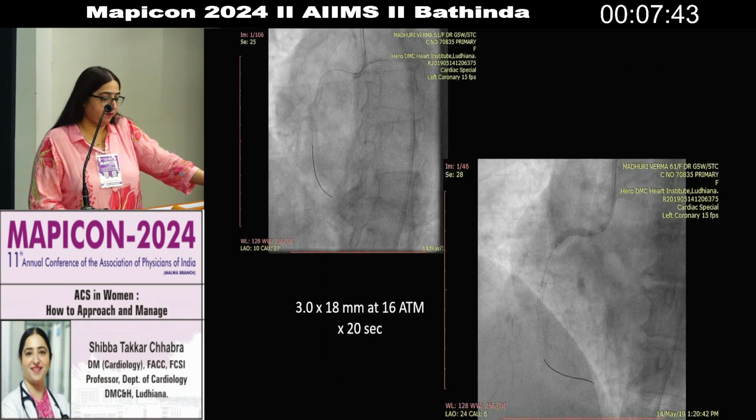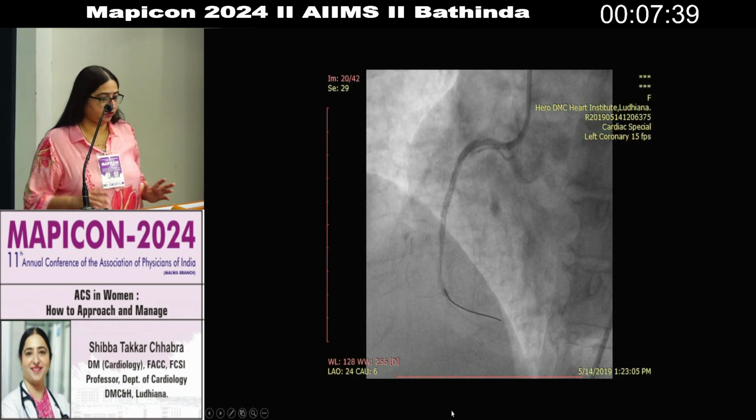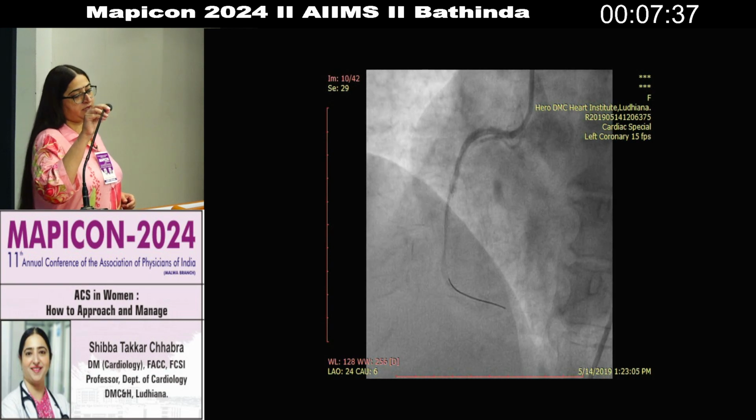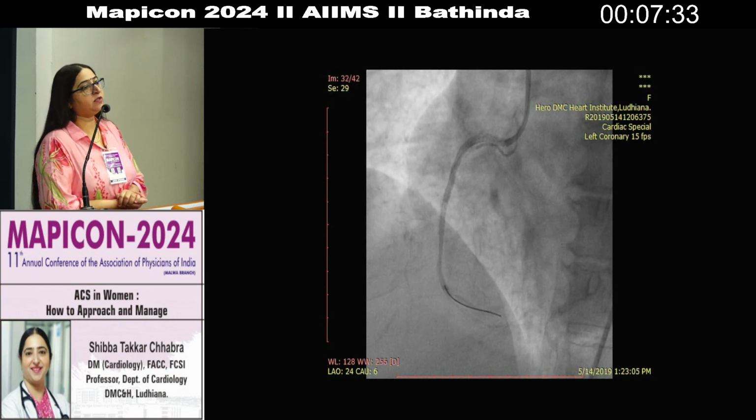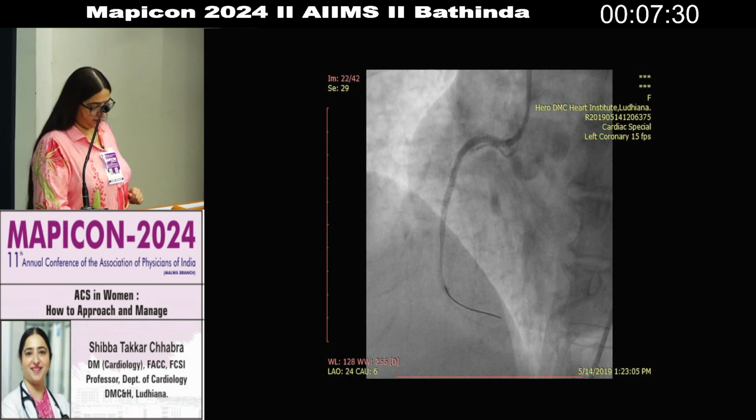However, this patient, so this was the final flow that we could get in the coronary artery, and we can see the right coronary artery has only TIMI-2B flow, a very slow flow.